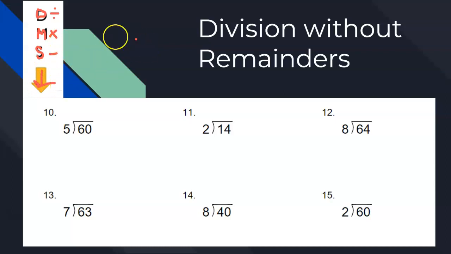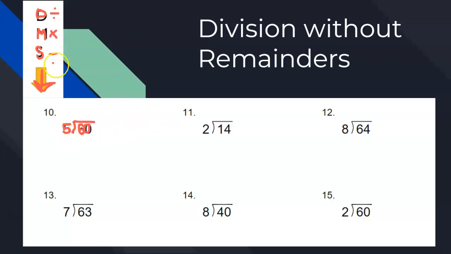If you have to repeat that again for longer division problems, then after you bring your number down, you'll go back to the top and start with those same steps. So let's start with number 10. 60 is our number that's inside the brackets. We say it first. So 60 divided by 5.